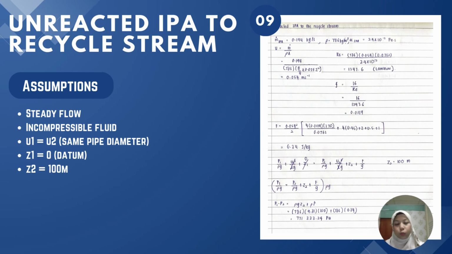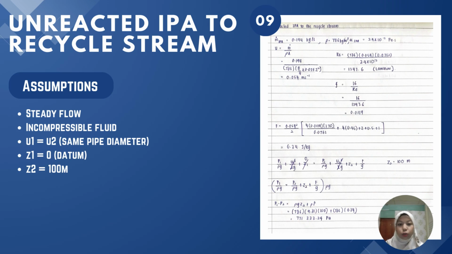Then we will calculate the Reynolds number, and when we calculate it, we get 1347.6, which is less than 2000, which makes our flow laminar. So for laminar flow, we need to find the friction factor using the formula 16 over Reynolds number. Then we will get 0.0119. Then we need to find the friction loss, which is 0.34 joule per kilogram.